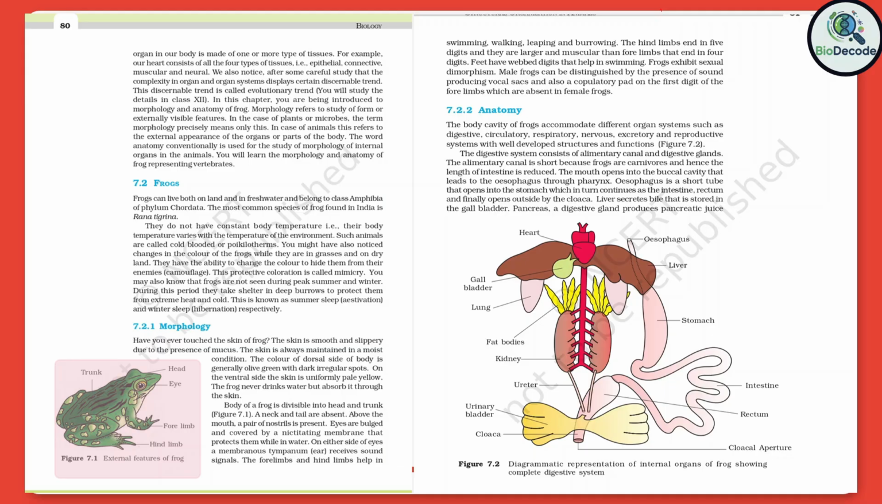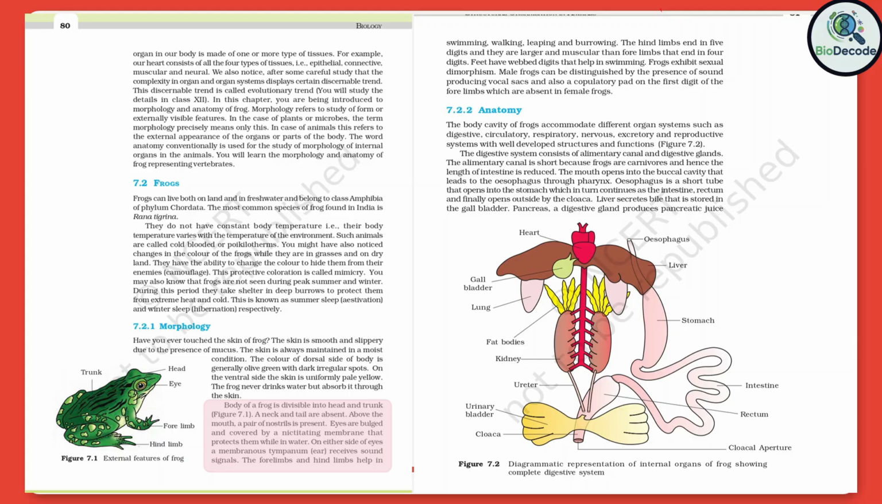The feet are webbed to support swimming, and nostrils are positioned above the mouth. The frog does not drink water, but absorbs it directly through the skin. A neck and tail are absent. Above the mouth, a pair of nostrils is present.